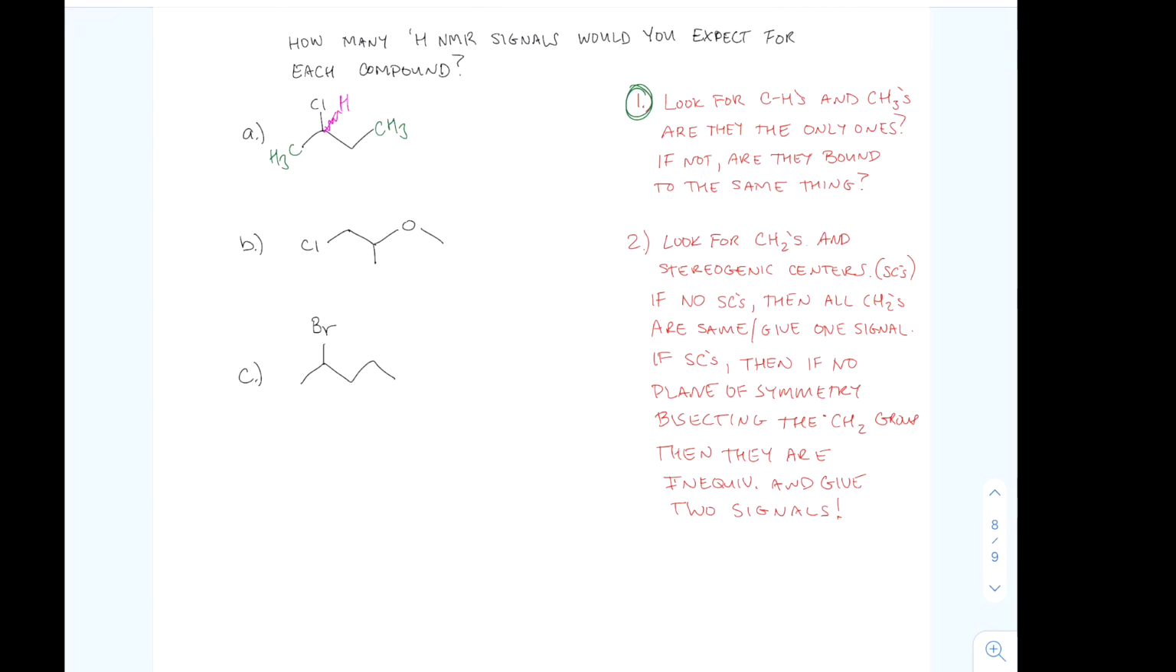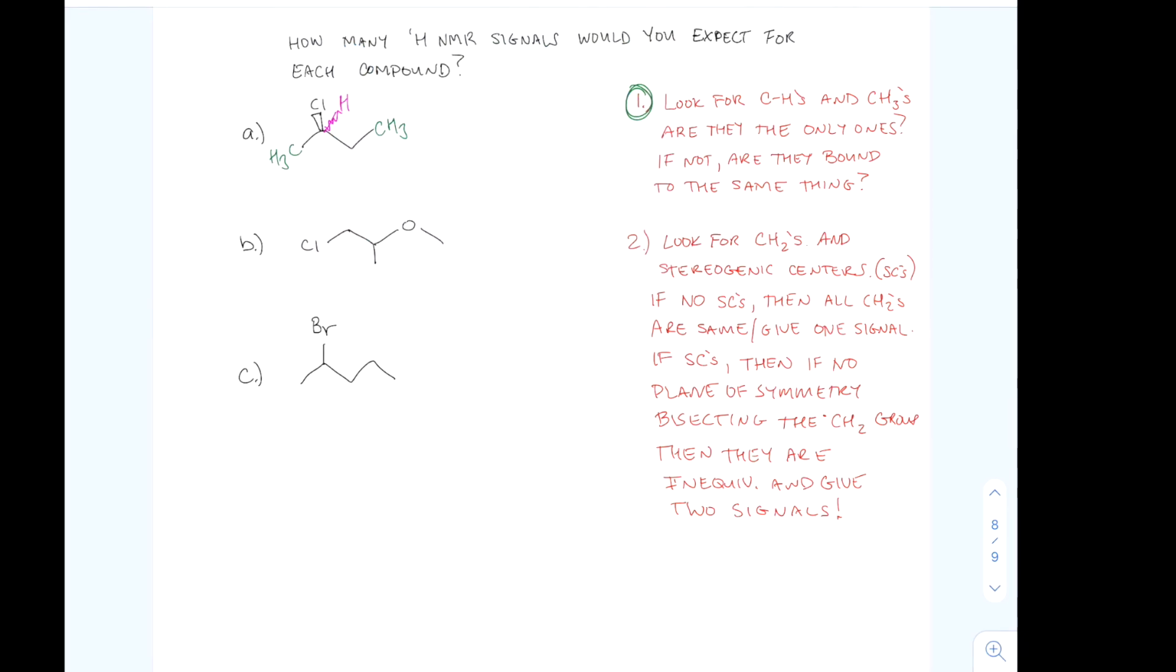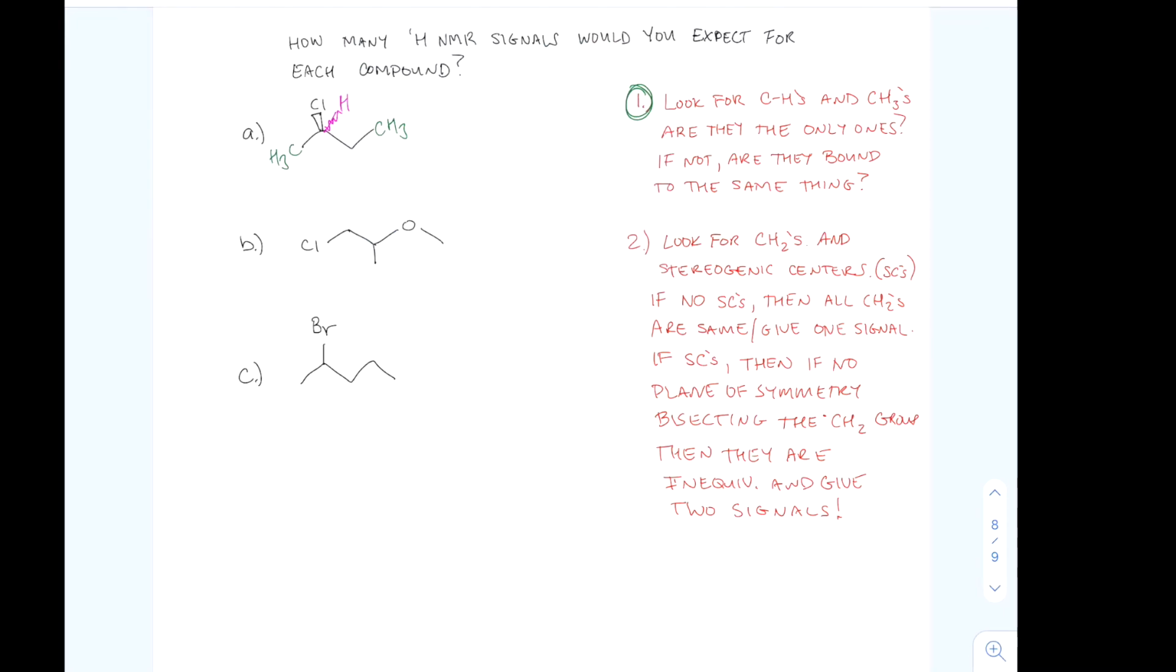I'm going to give it some stereochemistry here. Okay, now let me give this guy some stereochemistry. This helps identify the enantiotopic and diastereotopic protons. Now, looking at those CH3s, since they aren't the only ones, they may or may not be equivalent protons. And so what we want to do is see what those CH3s are bound to.